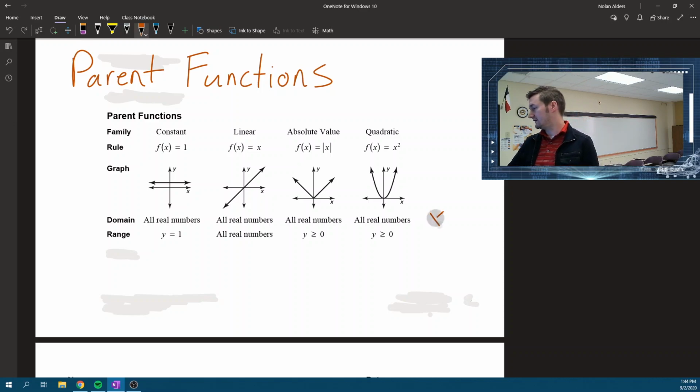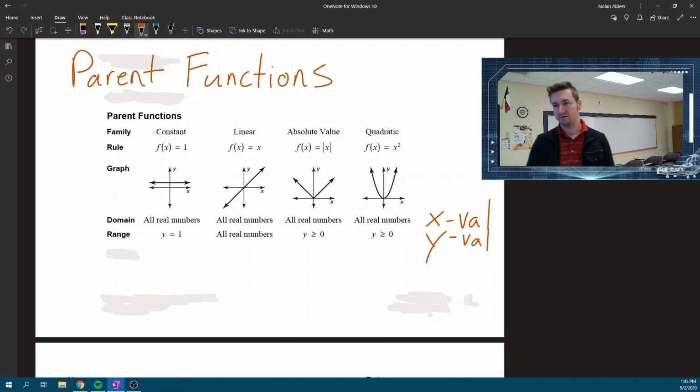So I'm going to write that over here, the x values. All right, and the range is all of the y values. So domain is all your x values, range is all your y values. So if we look at the graph for the constant function, our domain's all the x values.